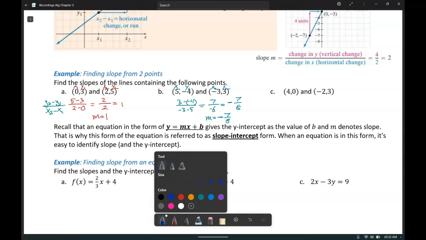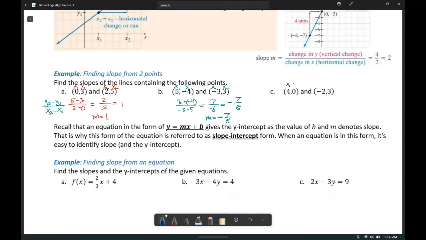Let's go ahead and do one more. x1, y1, x2, y2. 3 minus 0 divided by negative 2 minus 4 gives us 3 over negative 6, which simplifies to negative 1/2 for our value of m. And there's 3 slopes by using some points.